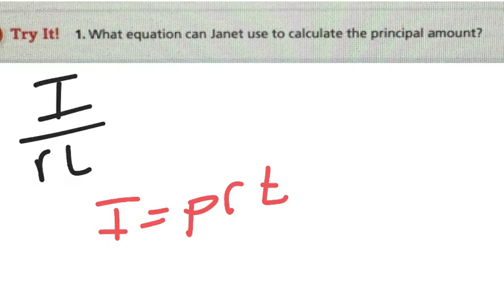Interest divided by rate and time equals principal. What do y'all think? Yes. That's correct.